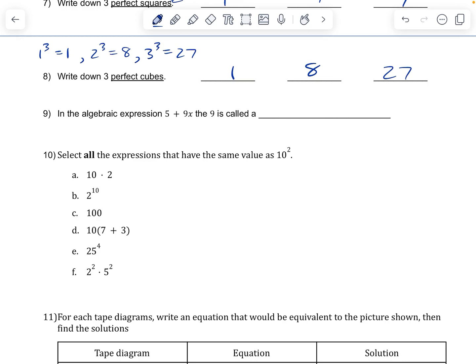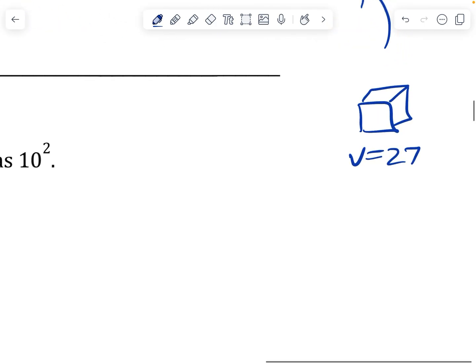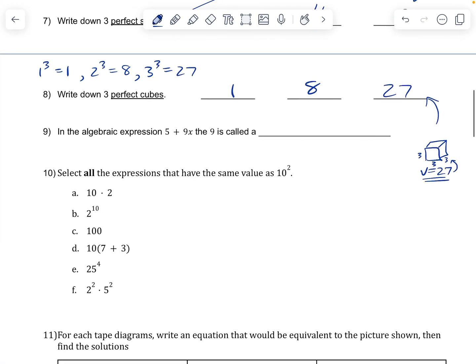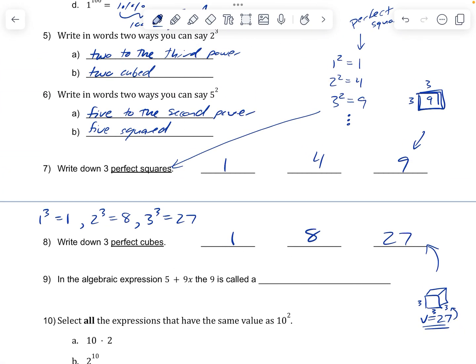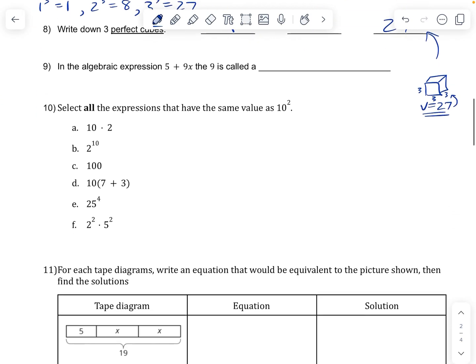You could also think about this geometrically. 27, if you think of this as a cube and say, oh, the volume is 27, what are the side lengths? And we haven't done a lot with the volume this year, but to find the volume, you would do length times width times height, 3 times 3 times 3. So perfect cubes are when the volume means that the side lengths have to be whole numbers as well. Okay, so kind of similar to the perfect squares, where the areas mean that the side lengths have to be perfect whole numbers as well. Okay, so that's another way to think about those.